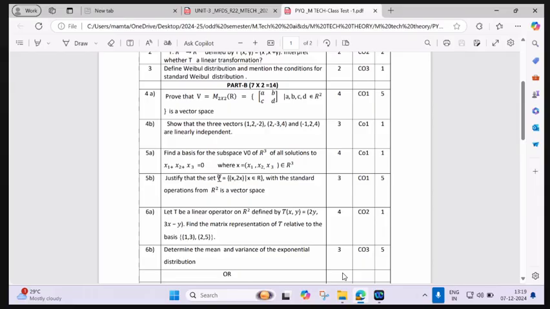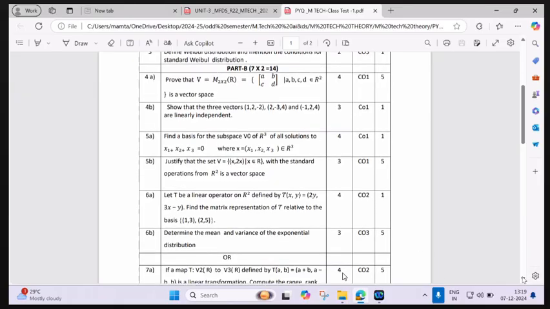You have two vectors, no? Take any two vectors, 1 comma 4 and 3 comma 6, and do the operation. Is it a vector space or not? Justify whether the given set with the standard operations from R2 is a vector space or not. One of the properties will fail, I think, therefore it is not a vector space. In the beginning only it will fail, either closure or associativity, somewhere around that.